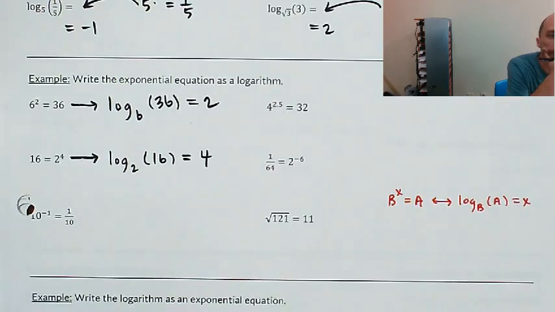Okay, and then you try the other 4. Give these a shot. Now, like the square root of 121, you might have to write that as 121 to the 1/2 power, but that's something I expect you to be able to do now. So you do this on your own. I'm going to bring in the answers in just like 5 seconds.